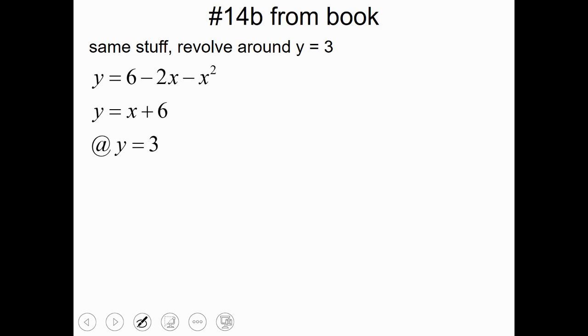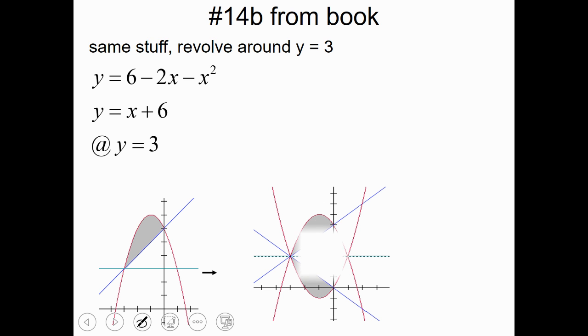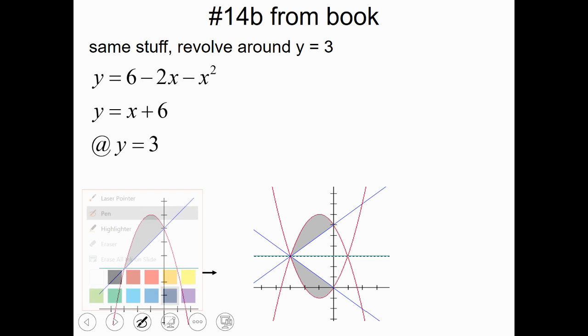Exact same function, but this time we're revolving around a different line. So we still have the parabola and we still have the line, but now I'm revolving it around the horizontal line y equals 3, which is in green on this picture. This one's one of my favorite graphs to do because it looks like Pac-Man. So we are finding the volume of Pac-Man. As I draw this, my big radius is going to go from the y equals 3 line out to the top of that graph, which is the parabola. And then my small radius is going to go from that y equals 3 to the blue line.